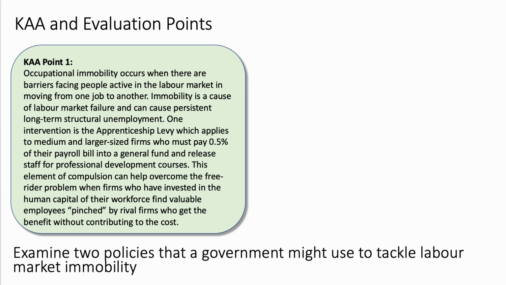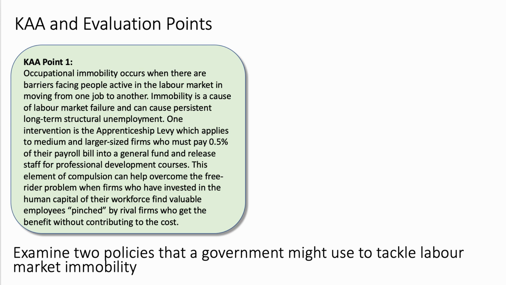Here's my first KAA paragraph, knowledge, application, analysis. I start with a definition. Occupational immobility occurs when there are hurdles, barriers facing people who are active in the labour market when they're looking to move from one job to another, or perhaps they're unemployed for structural reasons and they're finding it difficult to find new work. And crucially, occupational immobility is a major cause of labour market failure and of course can bring about persistent long-term structural unemployment. So this is an important one. Get straight to the point as soon as you can.